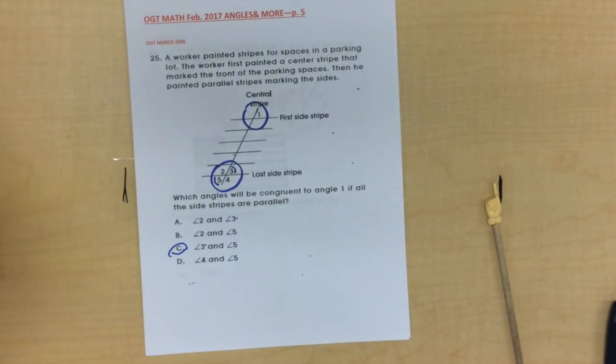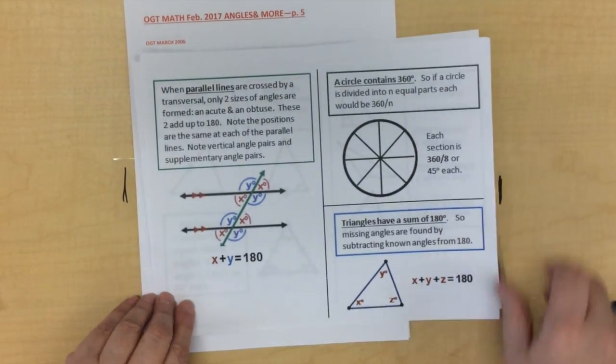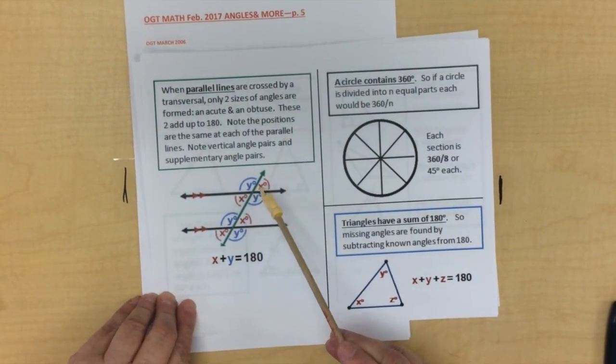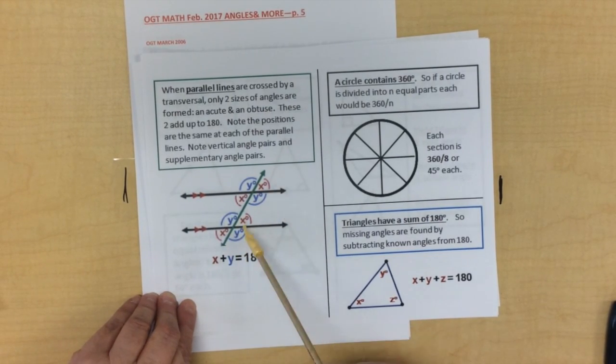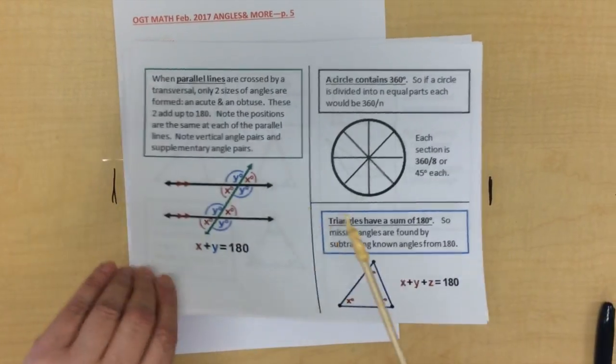And again, you can always refer to your notes if that helps you. The notes are included in your packet if you've downloaded it. As we see here, this was angle 1, here's angle 3 and angle 5 across from each other, and then the same position on the different parallel lines.